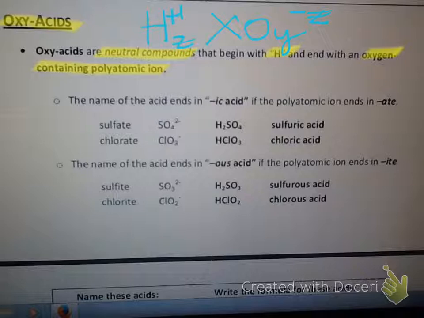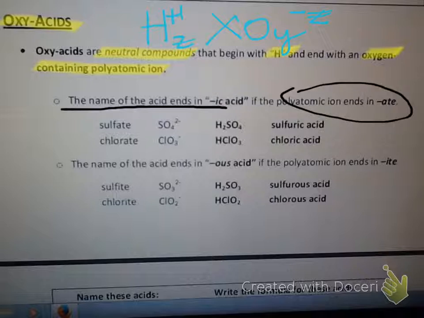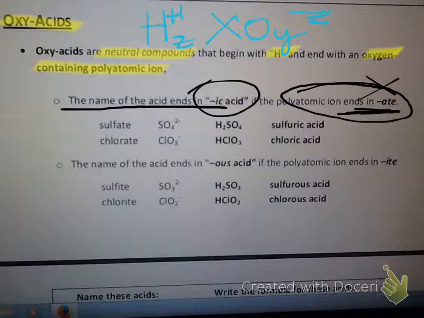So, for example, if the name of the polyatomic ion used in the acid ends in -ate, you're going to remove the suffix -ate and add -ic acid. You're not going to do anything to the front of the name. For example, sulfate, SO4 2-. If we neutralize this with H+, the hydrogen ion, we're going to need 2 hydrogens to counterbalance the -2 charge. The acid of sulfate is H2SO4. We take the -ate off the suffix and add -ic acid.